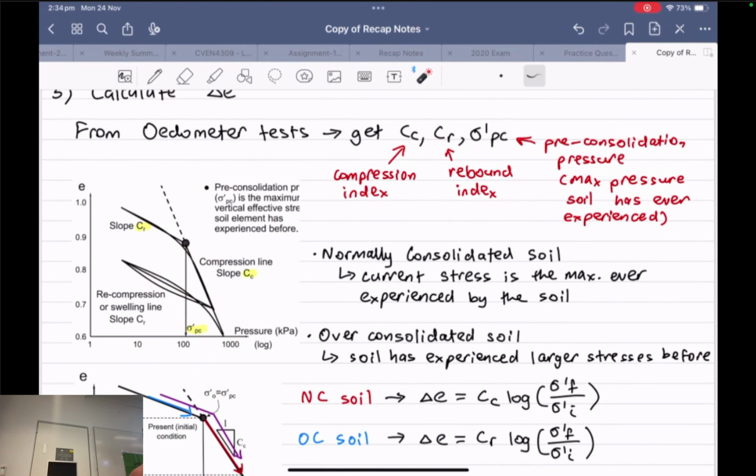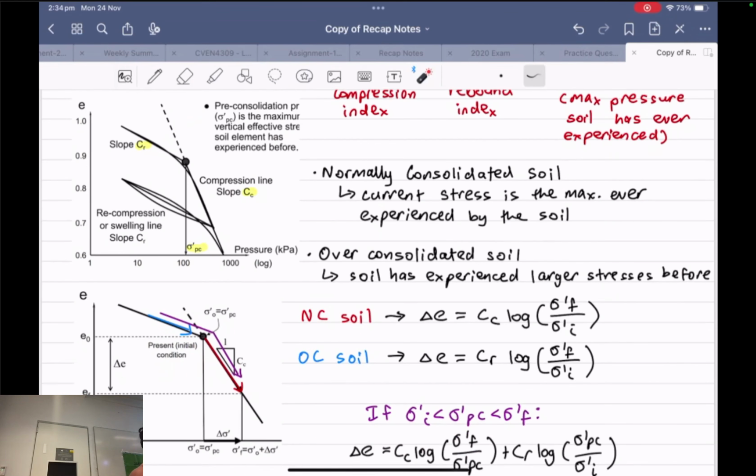And we have two different types of soils when we deal with this as well. We have normally consolidated soil and overconsolidated soil. Normally consolidated just means that the current stress it's experiencing is the most that it's ever experienced. Overconsolidated means the soil has experienced a greater stress before. And depending on what type of soil it is, the way we calculate delta E is also different.